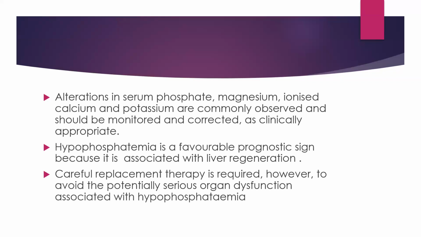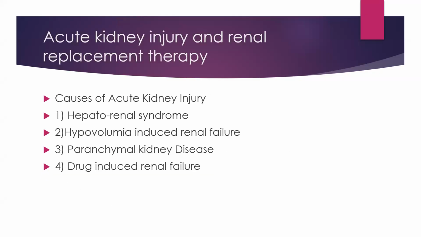Alterations in serum phosphate, magnesium, calcium, and potassium are commonly observed and should be monitored and corrected as clinically appropriate. Hypophosphatemia is a favorable prognostic sign because it is associated with liver regeneration. So careful replacement therapy is required, however, to avoid the potentially serious organ dysfunction associated with hypophosphatemia.